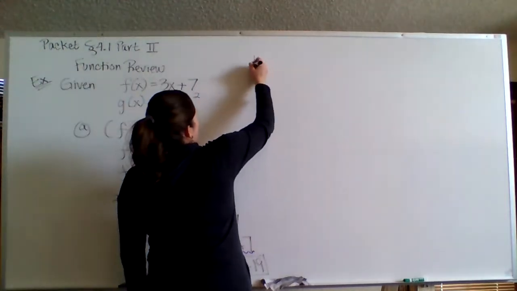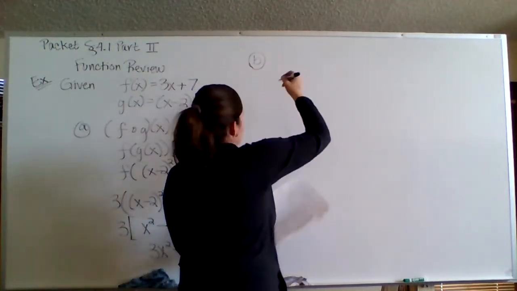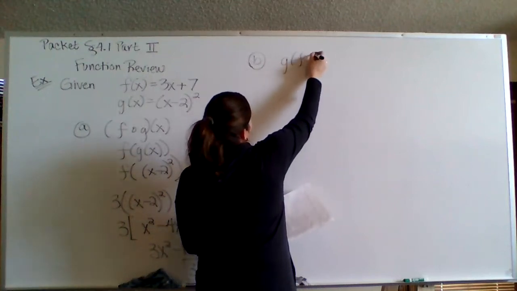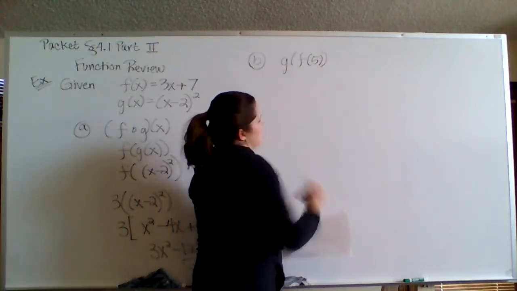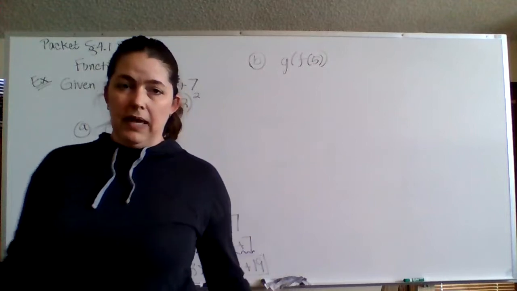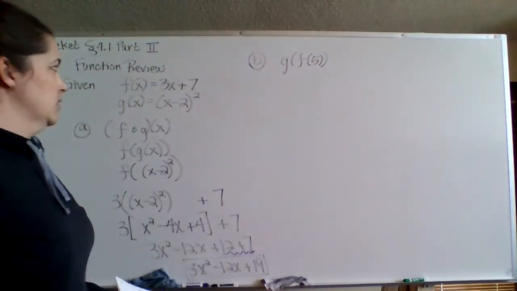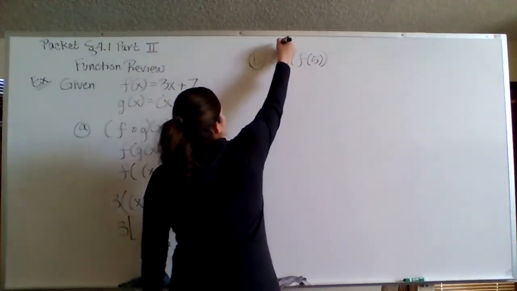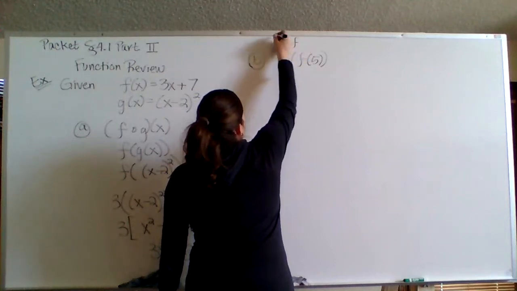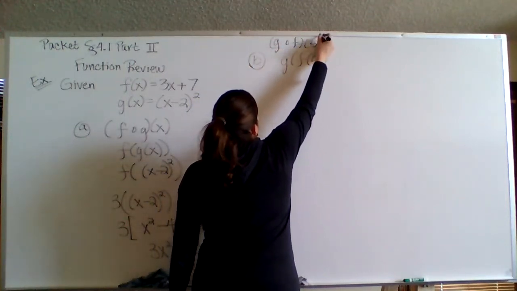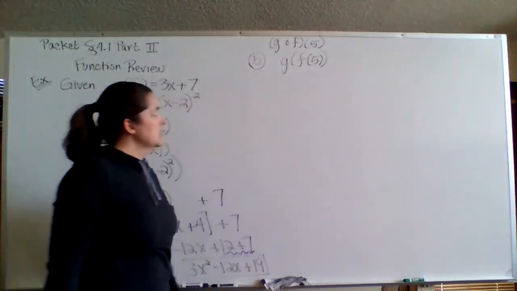So same original rules, but part B, we want to find g of f of 5. So probably a little easier when you have that number value instead of when it's left in terms of x. Remember, this could be written as g open circle of f of 5. We're thinking gof instead of fog.